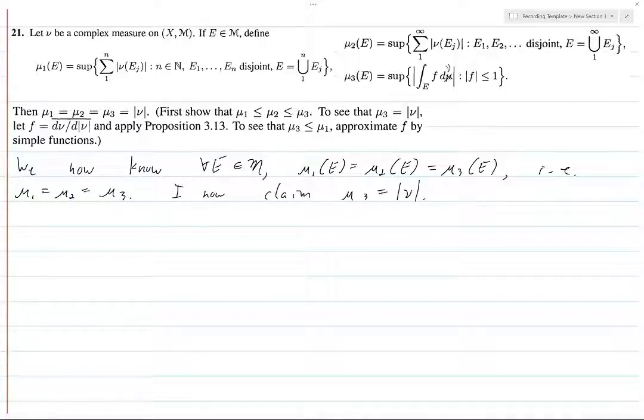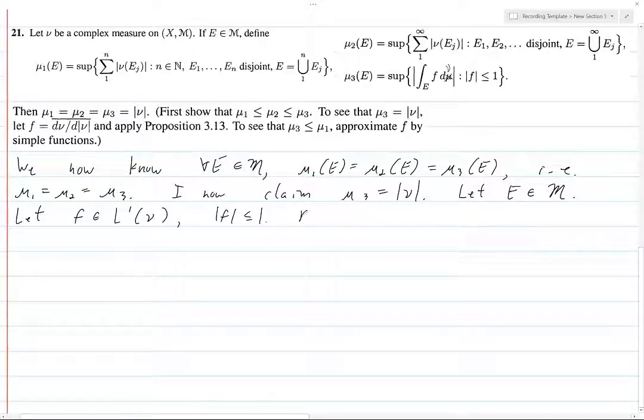So again, let E be in script M. One direction will be easy and one direction will be less easy. If you have two directions to go, one is always going to be less than or equal to the other in terms of easiness, but as in this case, sometimes one is notably more difficult to prove than the other. So let f be in here such that the norm of f is less than or equal to 1.